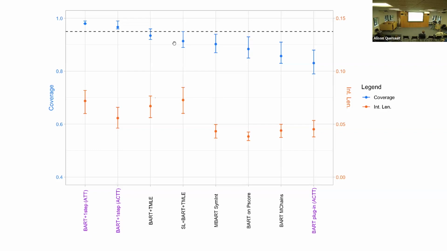So again, we're the only methods to actually attain 95%. And our intervals weren't much wider than what they had for TMLE. So we think it's this additional information from the posterior that's giving us better inference. And again, if we don't do the correction, we get much worse coverage. So this debiasing seems very, very crucial.